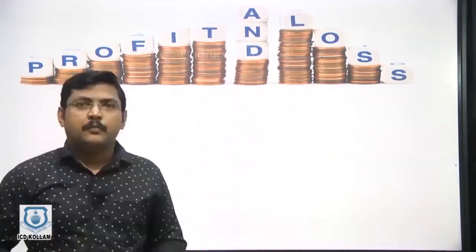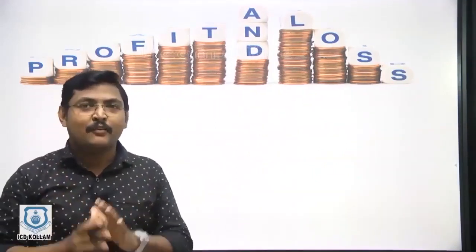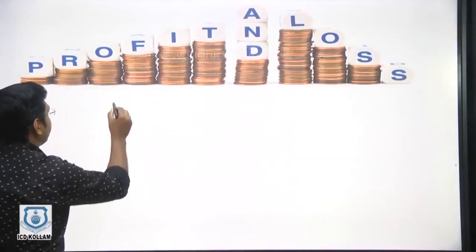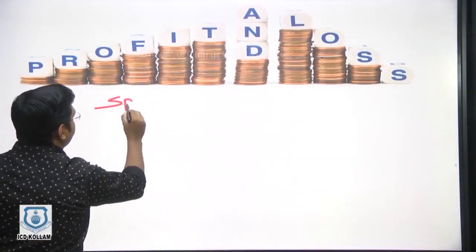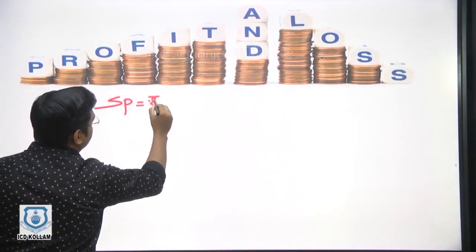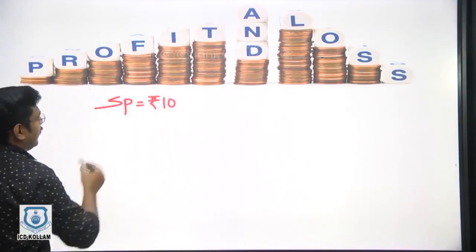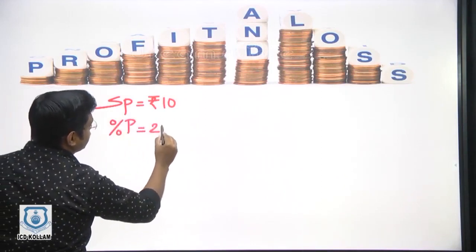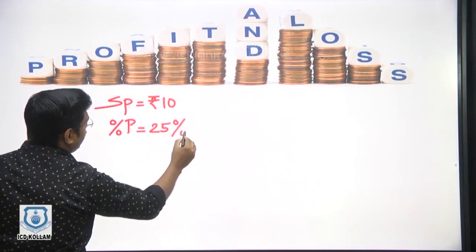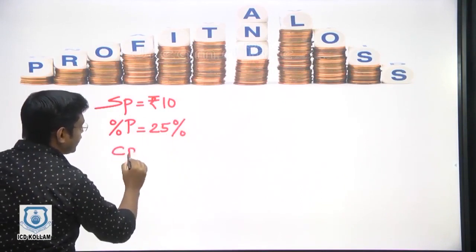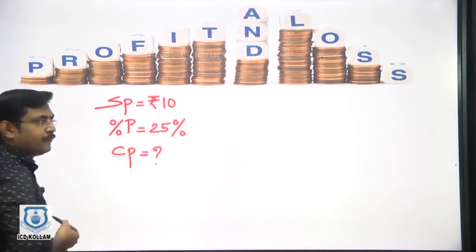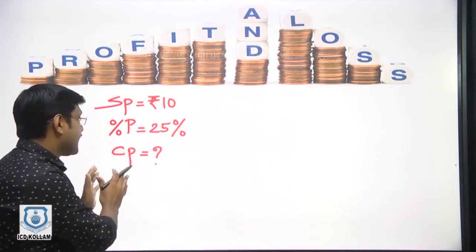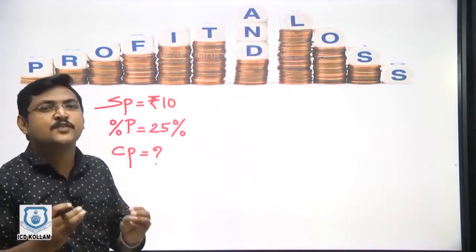So please note this. Before we start solving the questions in the material, first of all, I will discuss a small example, right? Listen carefully. Assume that the selling price of the product is given as rupees 10, and the profit percentage is given as 25%, and we need to find the cost price. How is it possible to find it? First of all, I am going to discuss this question in the conventional way, and then I will explain a trick to solve this question.